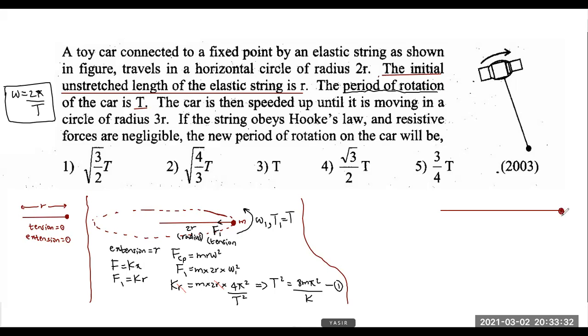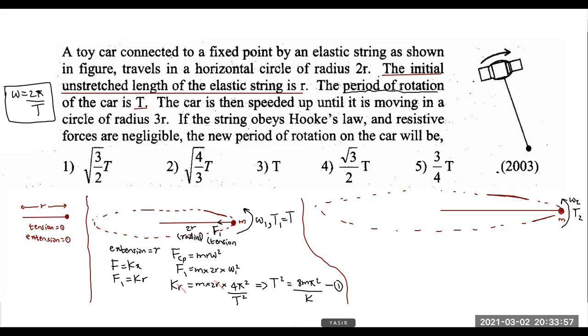So mass m is here rotating, and the radius now, people, is 3r. So the circle has become bigger. Just drawing a circle for the sake of drawing. This is a circle. And now there will be a new omega, no? I'll take it as omega 2, and there will be a new period of rotation corresponding to that, T2. T2 is what we are supposed to find out.